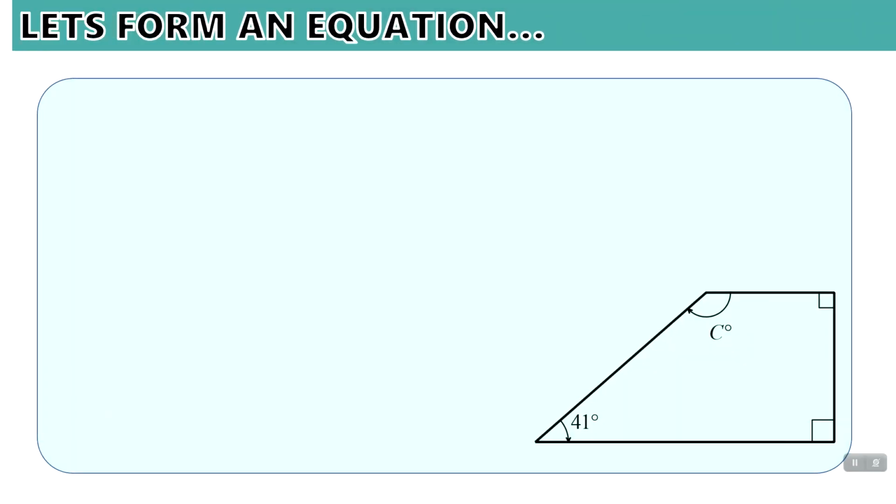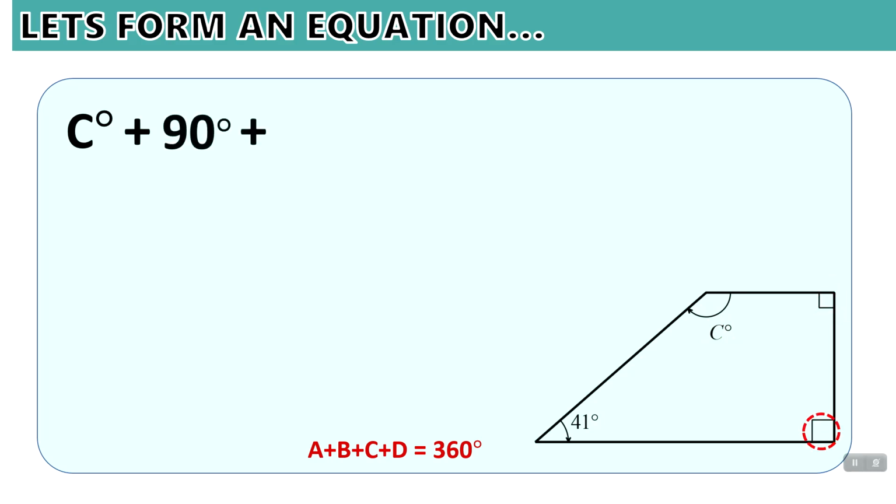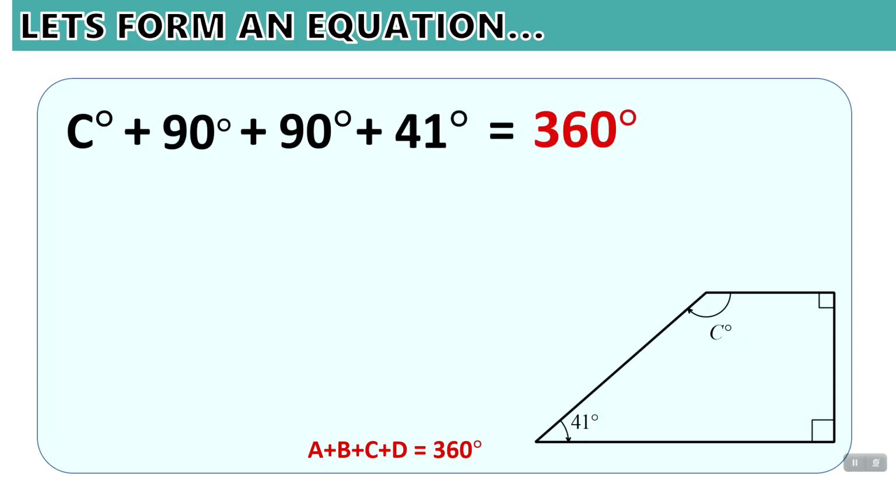Let's try another one. Here is a right trapezium, and we know that A plus B plus C plus D is equal to 360, so we use that to form our equation. Let's again start with the unknown C. C plus, this square tells us it's 90 degrees, 90 plus, another square tells us 90 degrees, plus last angle 41 degrees. We know all of that is supposed to equal 360 degrees.